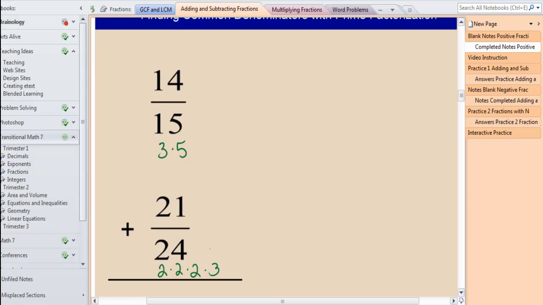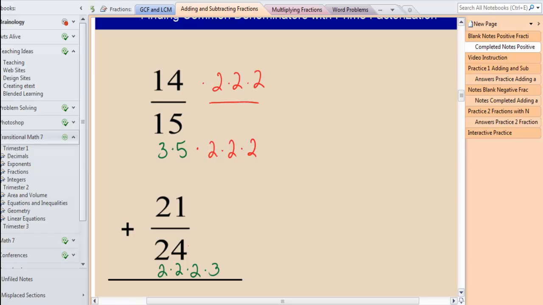Now what I'm going to do is figure out which prime numbers are missing for the 15 that the 24 has. So for 15, I have a 3 and a 5. Well, 24 has a 3. It also has 3 2's. So I need to multiply this by the 3 2's so that I have everything that the 24 has. And if I multiply by the bottom, I have to multiply by the top as well.